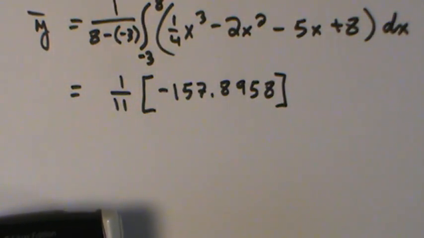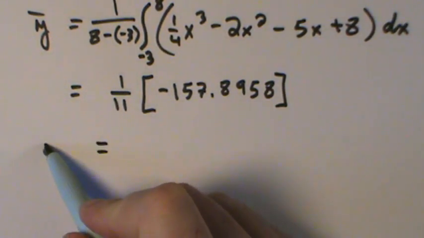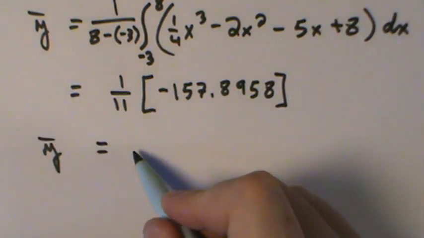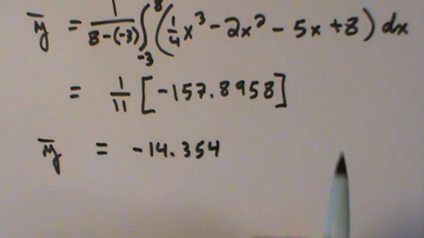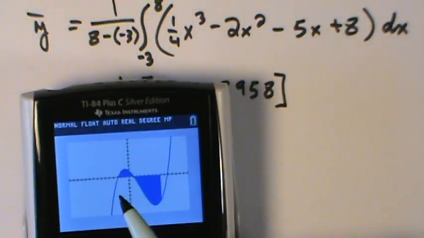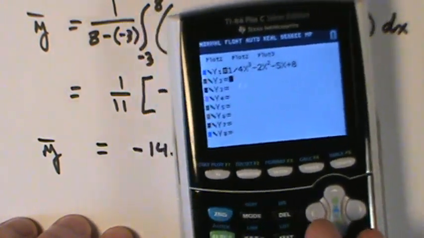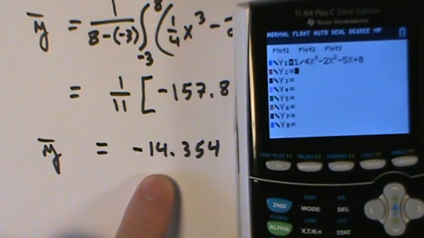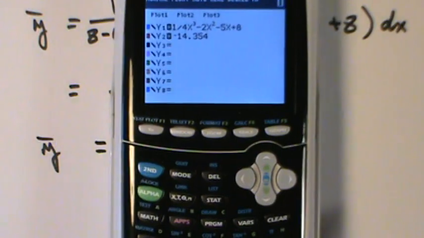I go home, I'll take that value, -157.8958, and I divide by 11, which gives me a value. It tells me that the average value of the function would be located at -14.354. And off of that graph, what that's showing is that average value here. I can even put another function on here. I'm just going to make a linear function, horizontal line, -14.354, and I'll graph that.